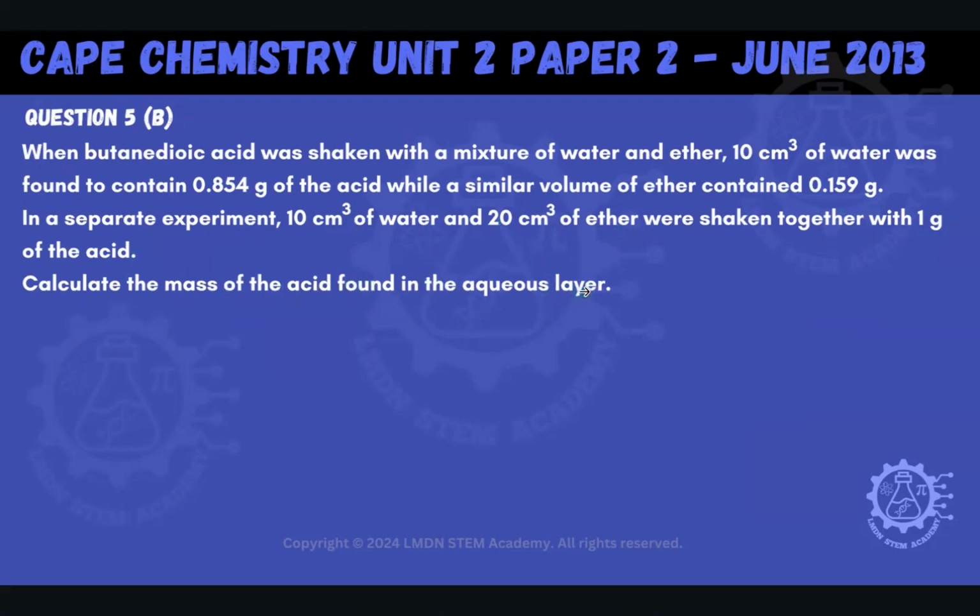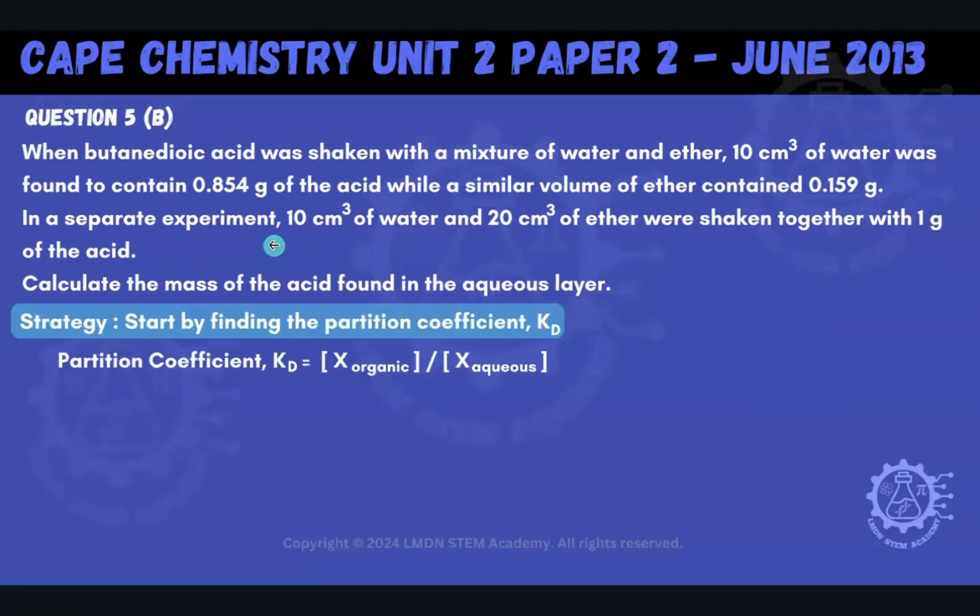Here's our strategy. The first thing we have to do is start by finding the partition coefficient, the KD value. We're not given it here. In most cases you'll be given the KD, but if you're not, then you have a means of calculating it based on the information they've provided, and that's the case here. So we start by finding the KD, which, as we said earlier, is the concentration of the solute in the organic phase divided by the concentration of the solute in the aqueous phase.